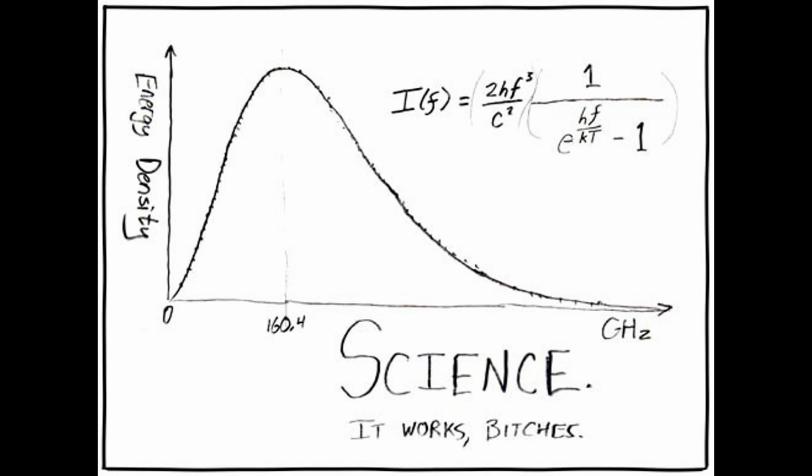160.4 GHz. Above the graph to the right is the following formula, with the last inner parenthesis only included to make the formula clear, since in the drawing the fractions are written above and below horizontal lines. I(f) equals 2hf^3/c^2 times 1/(e^(hf/kT) - 1). Below the graph is written the following. Science. It works, bitches.